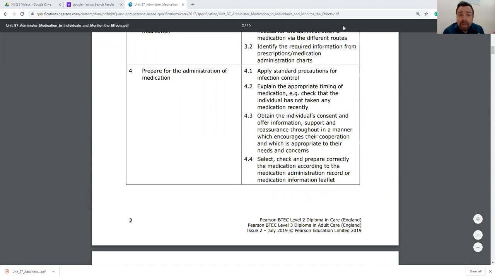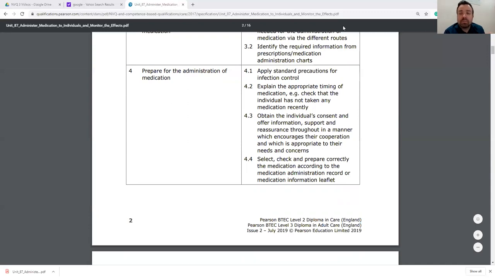Section 4 wants you to prepare for administering medication, and again, you will have done this in your observations, so your medication certificate will demonstrate that you can do this. 4.1 wants you to apply standard protection for infection control. So we know good hand washing, good PPE for gloves and aprons.